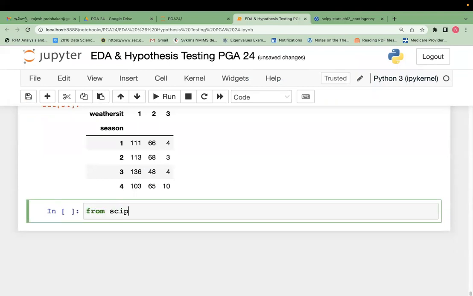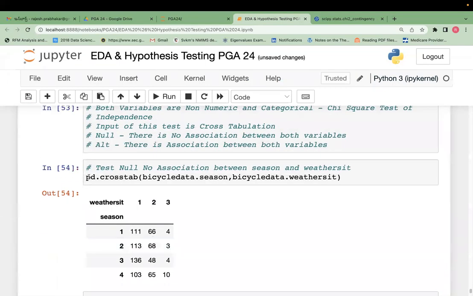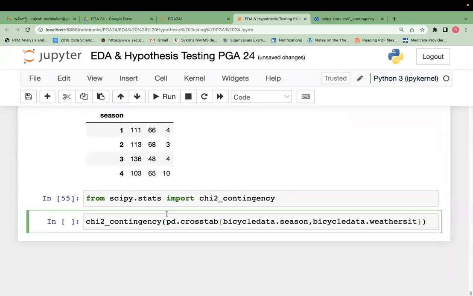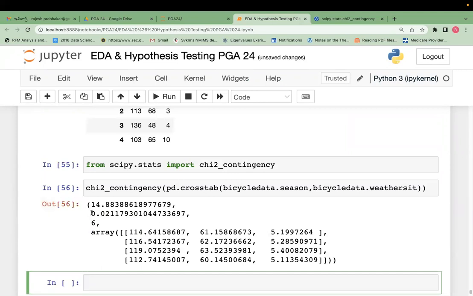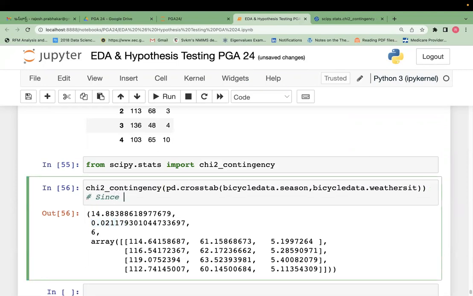From scipy.stats, import chi2_contingency. chi2_contingency, in brackets, I'll copy the crosstab. So the p-value is this. We reject the null at alpha. That means there is a relationship between season and weather situation.